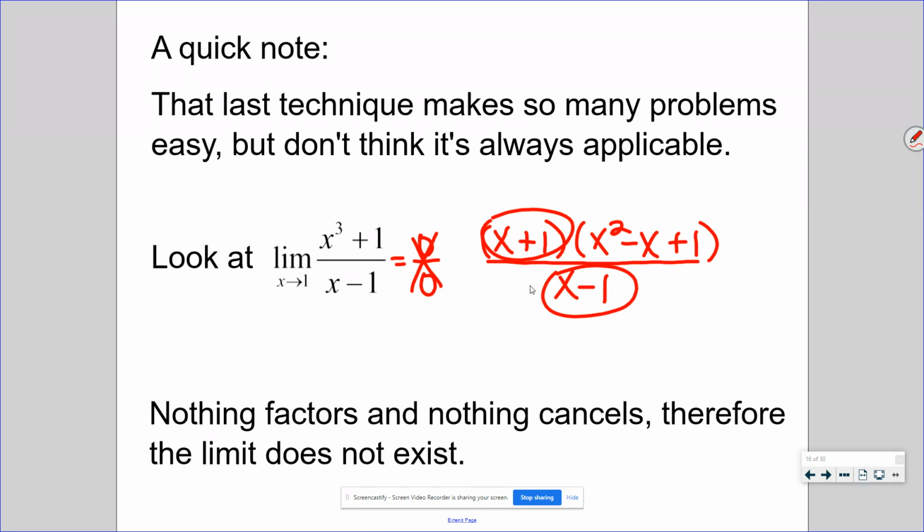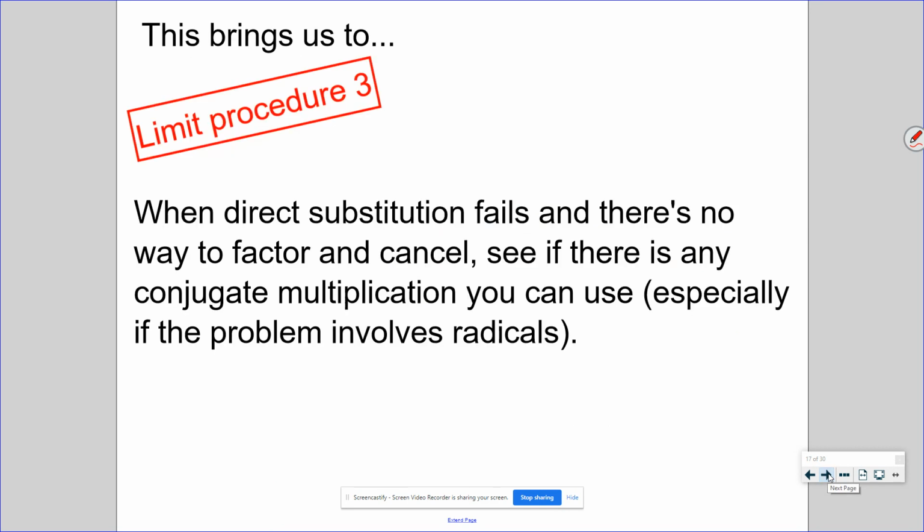So please understand, if plug and chug doesn't work and you are not able to factor and cancel, then you have a situation where the limit does not exist. Okay, so this one would be a D and E because I can't do anything with it. Therefore, the limit doesn't exist.